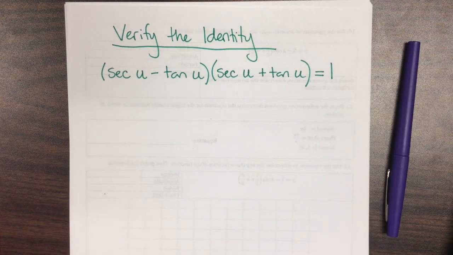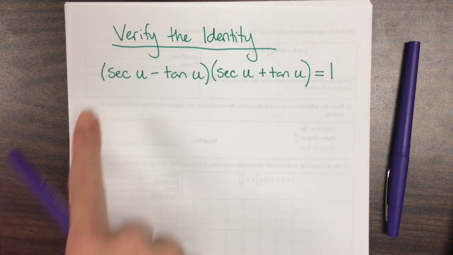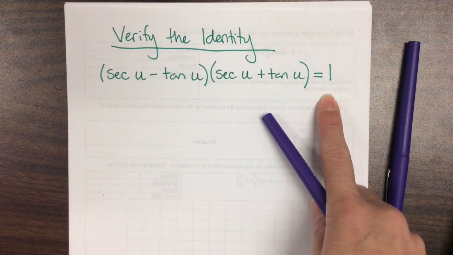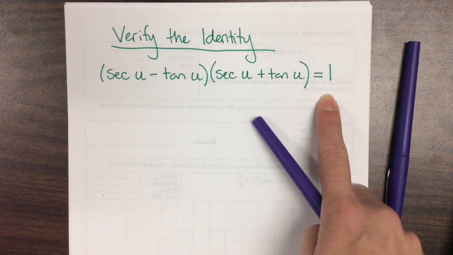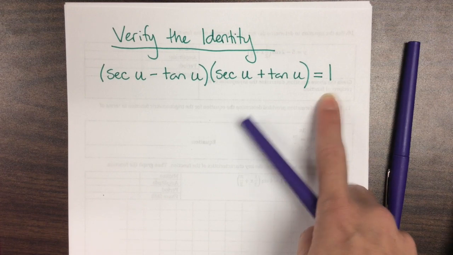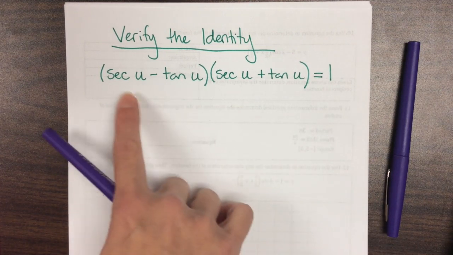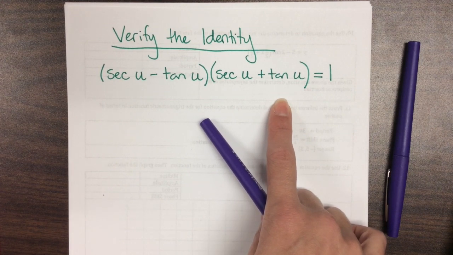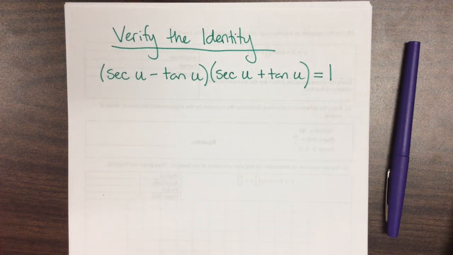Okay, let's verify this identity. As we look at it, remember the goal or the purpose of verifying is to make the left side look like the right side. We're trying to prove that these two sides are equal. And if we notice, we have two things being multiplied together here. And so let's multiply them. So let's go ahead and multiply.